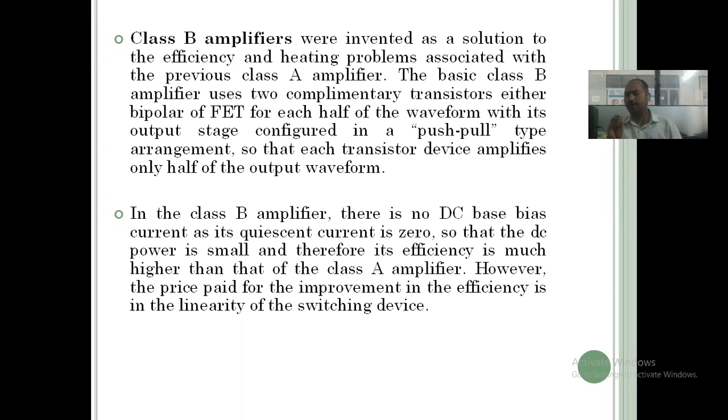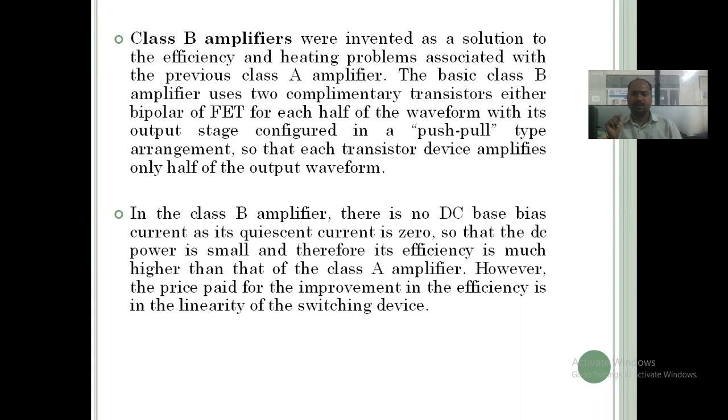For the purpose of amplification, we have to use either any of the devices such as a transistor, field effect transistor, or insulated gate bipolar transistor. These are the devices. Basically, these are all transistors, but some of their functions are different. Some are voltage controlled, some are current controlled, right? So any of the devices can be used for the purpose of the class B amplifier.